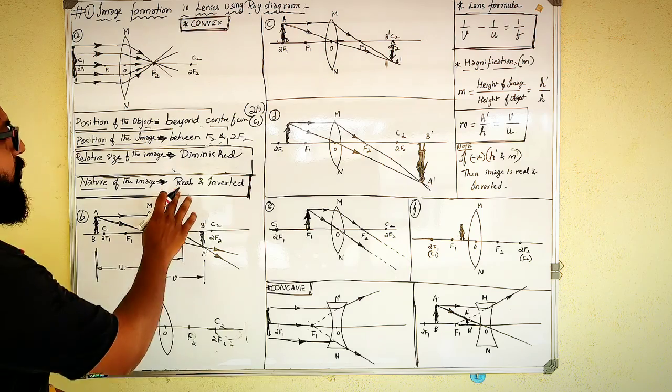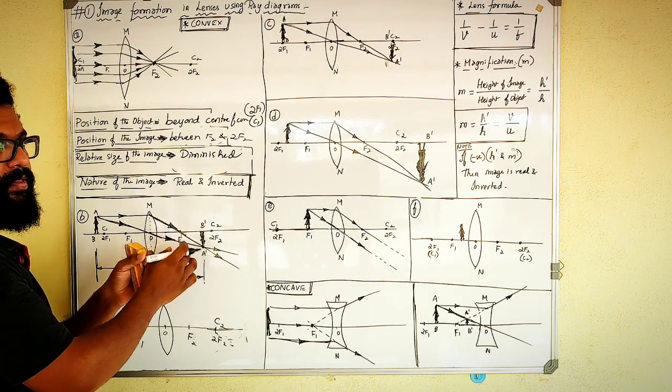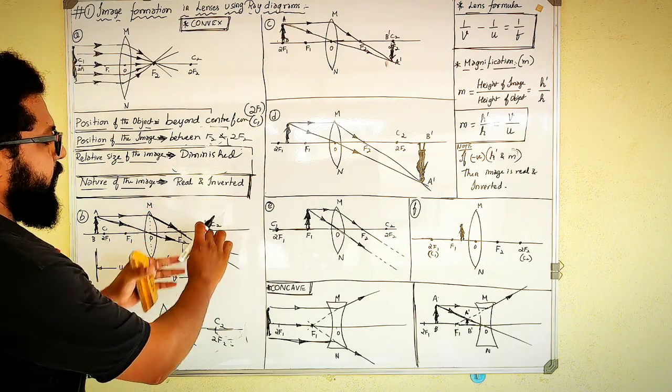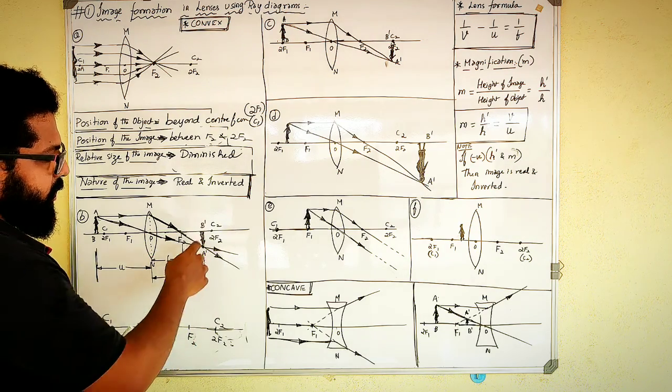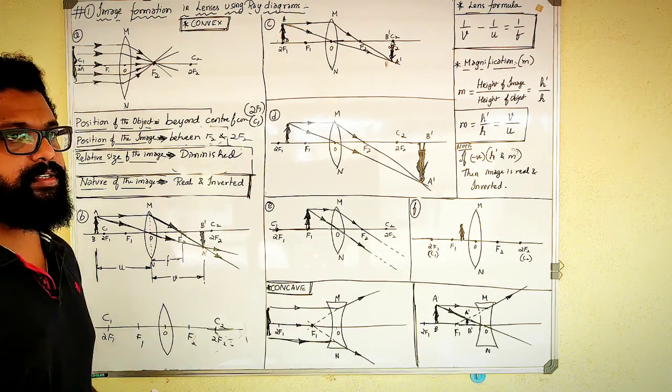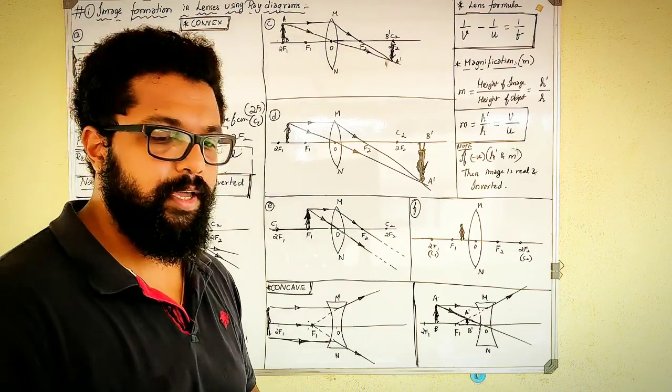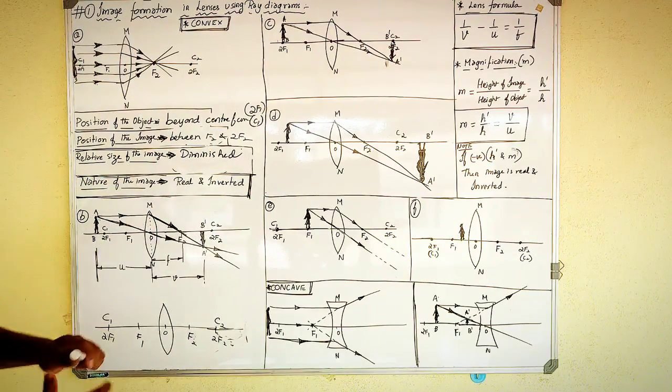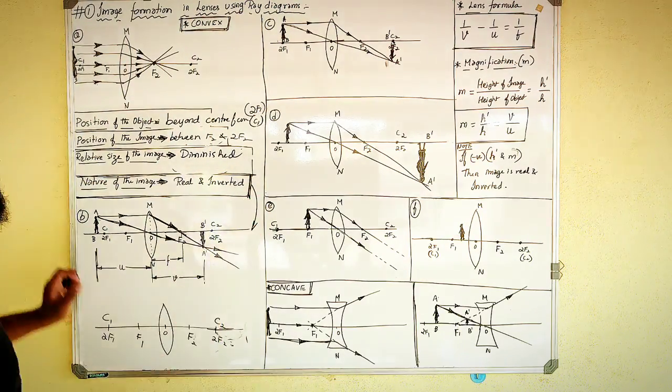The next: it is real and inverted. Now I can really determine the nature of the image. It is real and it is inverted. You can see that this is an inverted image, and inverted images are usually real images. So this is for the second diagram, whatever I have written.